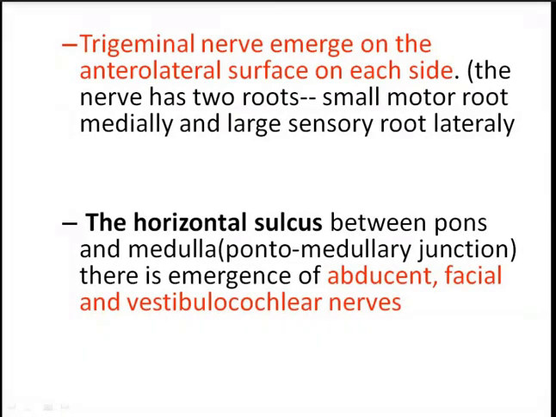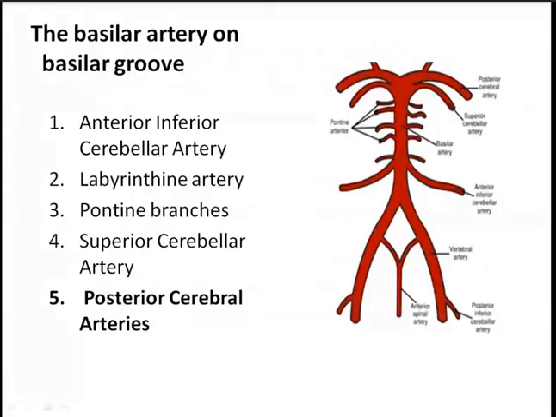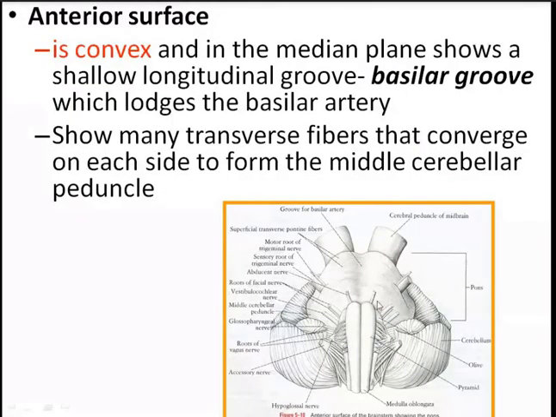nerve, facial nerve, 7th cranial nerve, and the vestibulocochlear nerve or the 8th cranial nerve. So the pontomedullary junction is the junction between the pons and the medulla, and there is emergence of the 6th, 7th and 8th cranial nerve. Here we can see the 6th, 7th and 8th cranial nerves emerging at the pontomedullary junction or the horizontal sulcus, and this one is the trigeminal nerve.